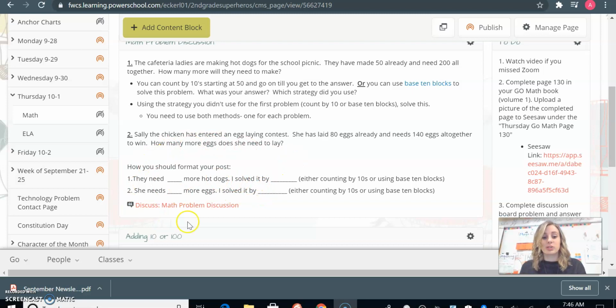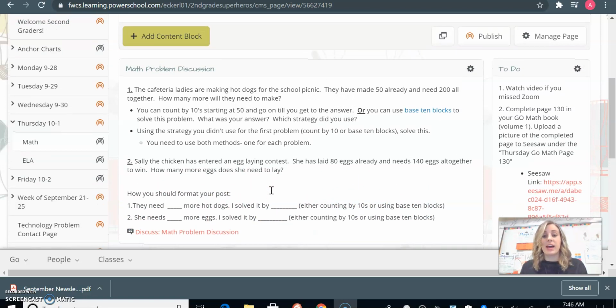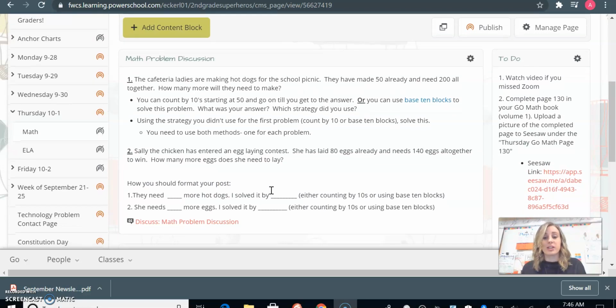So this is how I want you to format your post. Number 1, you'll write, they need blank more hot dogs. So you'll write in your number, and then, I solved it by, and then which method, and then same for number 2. So this is how you should format it. Then I want you to tell me which method you thought was easier. So did you like skip counting better, or did you like using the base 10 blocks better? Okay, so that is our discussion for today.